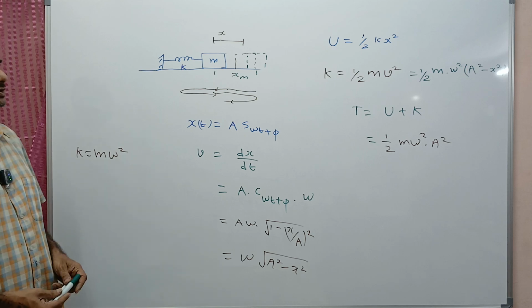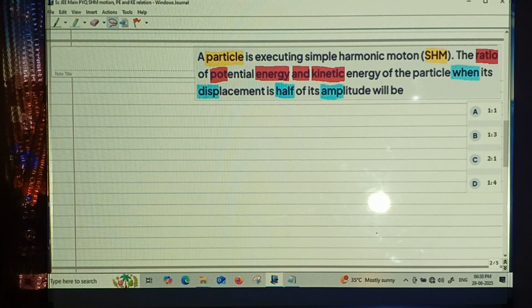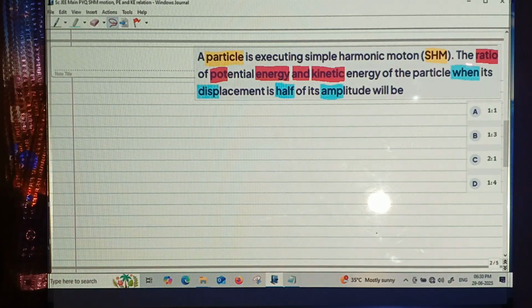So with this understanding, you can solve this JEE Main question. So this is the question. A particle is executing simple harmonic motion, SHM. The ratio of potential energy and kinetic energy of the particle when its displacement is half of its amplitude will be. You can pause and solve this question.